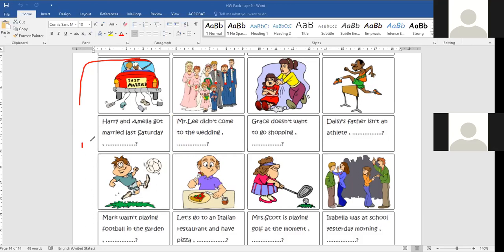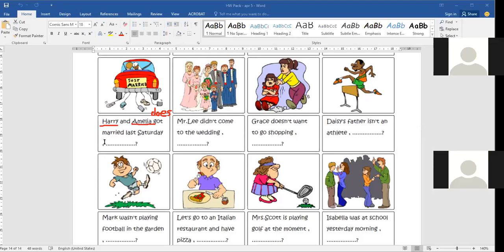So once again, just pay attention to the subject. And actually, this one is also missing the word do or does here. So your answer is going to be the opposite of the word does. So we have Harry and Amelia. How many people is that? That's two people. All right. So how should we finish this sentence here? Harry and Amelia got married last Saturday.